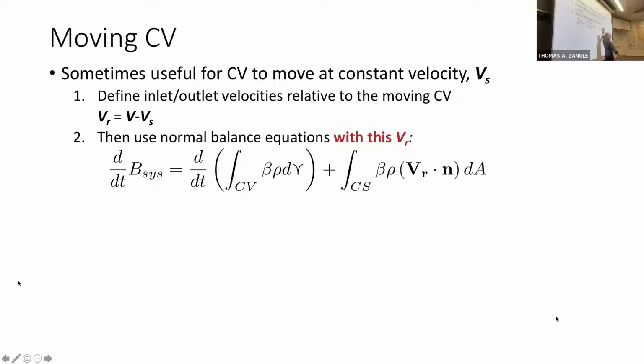This is now that V_r dot n. What is V_r? V_r is the velocity, right? So the velocity across the control surface relative to, I'm sorry, the velocity at the control surface relative to the motion of the control volume.